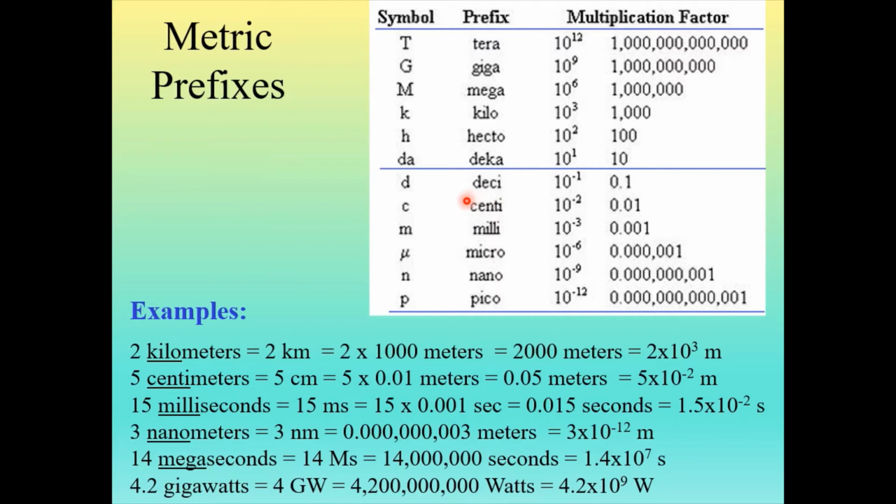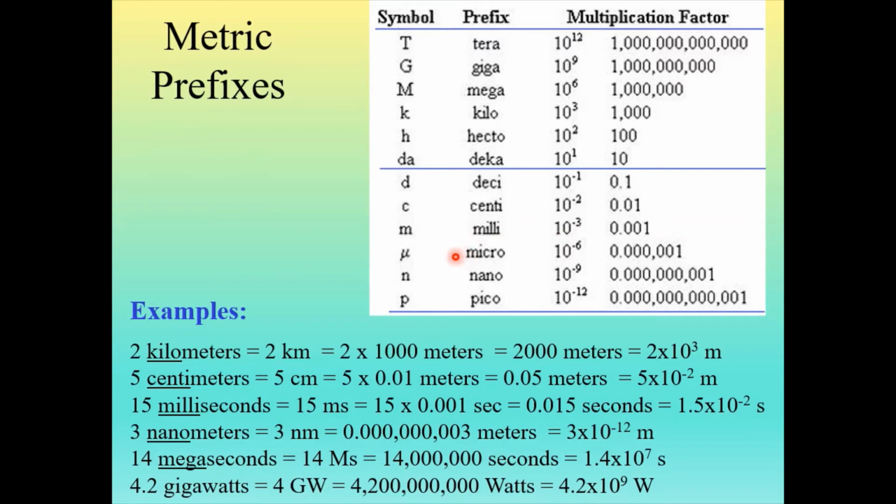Centi, that one is very common. For example, the centimeter is 1/100th of a meter. So centi has a symbol of lowercase c. Milli, as I mentioned before, sounds like that would mean 1 millionth, but it doesn't. It means 1,000th. It's 10 to the minus 3rd power. And milli is abbreviated with a lowercase m.